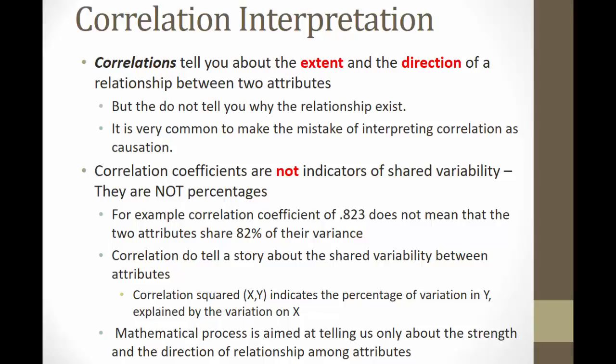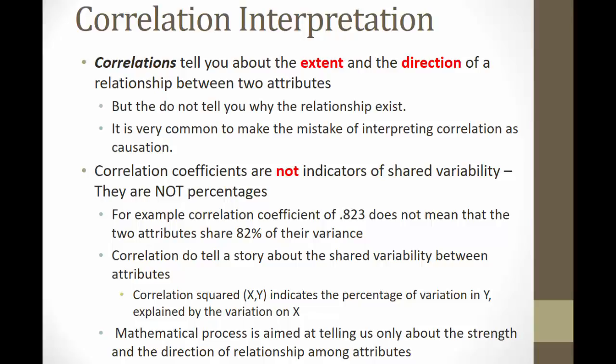You should also remember that correlation coefficients are not indicators of shared variability. They are not percentages either. So you cannot interpret a correlation coefficient of 0.8 or 0.7 as 80 or 70%. You cannot say that when two variables have a correlation of 0.8, they share 80% variance. The correlation coefficient does not tell you anything about shared variance. However, if you square it, then the R2, or correlation squared, indicates the percentage of variation in one variable that is explained by the other variable.